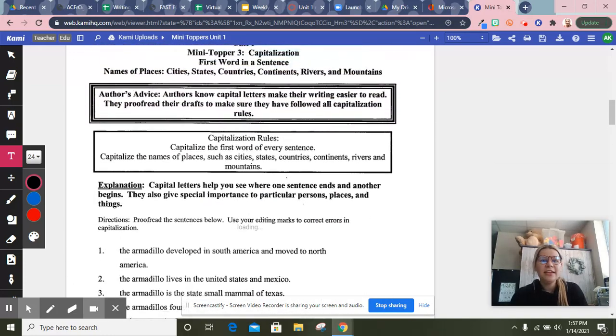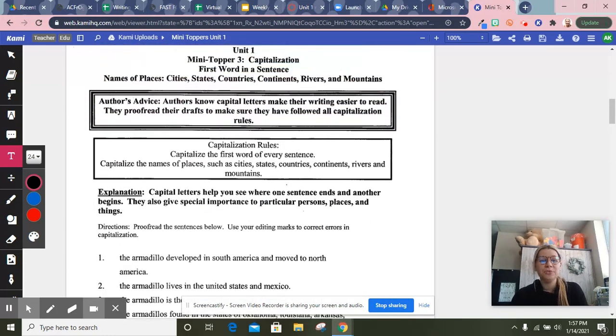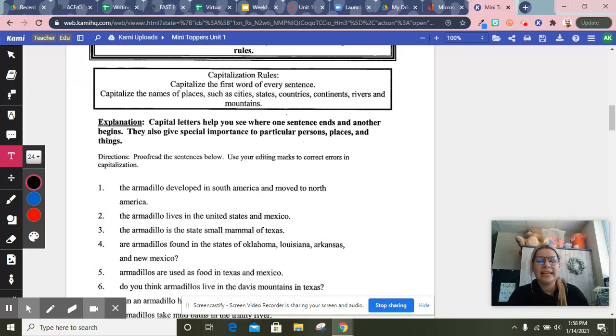Then the next one is capitalization. You always capitalize the first word in a sentence and the names of places. So cities, states, countries, continents, rivers, and mountains. Authors know capital letters can make their writing easier to read. They proofread their drafts to make sure they have followed all the capitalization rules. So, first word in every sentence, and then the names of places. Capital letters help you see where one sentence ends and another begins. It also gives special importance to particular persons, places, and things.